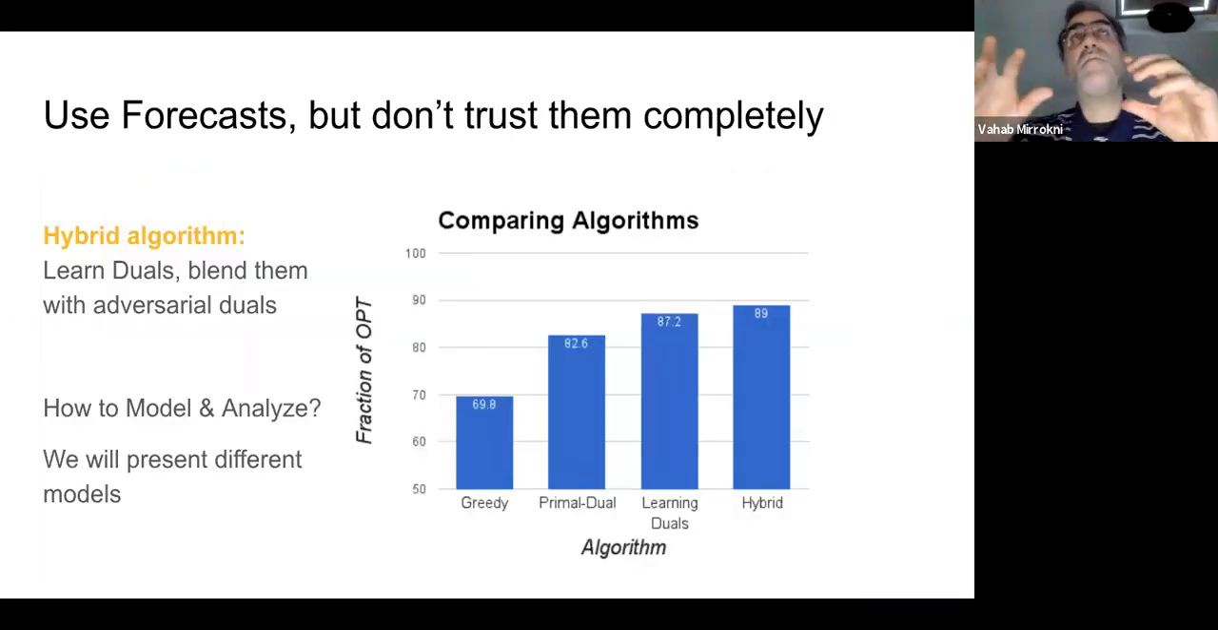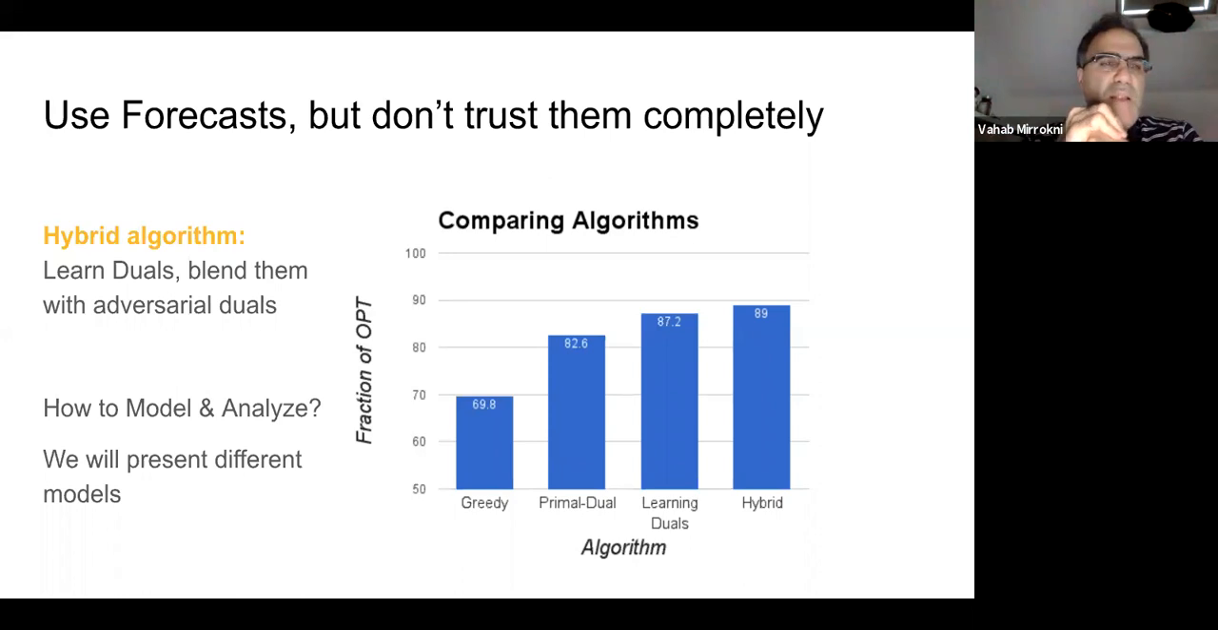Now this first model was what we call simultaneous approximation. Can we do better than that? One idea is to use forecasts in some way. We have some forecasting on the type of page views or type of users that arrive. A hybrid algorithm may learn some dual variables from the forecast, and then blend them with adversarial duals. In practice, we notice that the greedy algorithm achieves on several data sets better than 50%, which is the worst case, maybe 70% of the optimal. The optimal algorithm, which is a 1 minus 1 over e approximation in the worst case, achieves a better approximation, 82%. If we have a good forecast and we are talking about the stochastic model, on the same data sets, we achieve 87%. And if we combine them in a hybrid model, we achieve a better approximation, 89%.